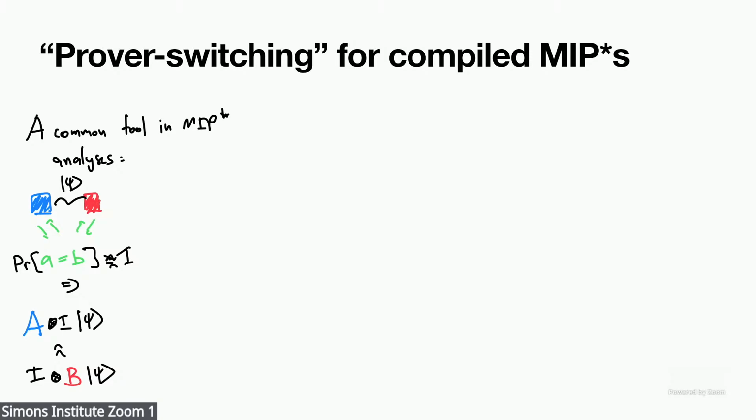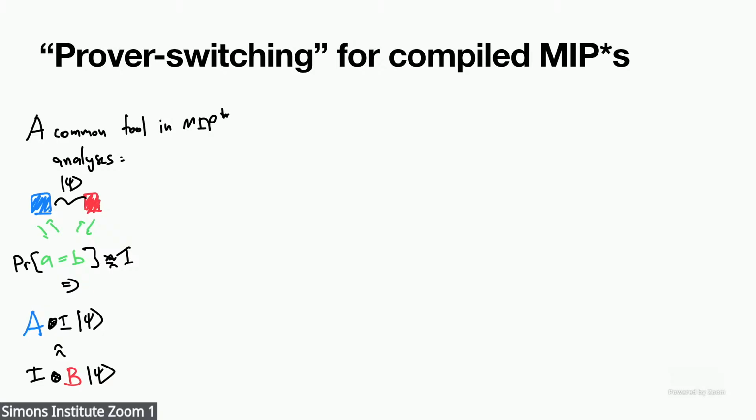Like you want to check that both the provers are answering consistently according to some global object. So here, what I can prove is that if Alice and Bob agree in their outcomes with probability close to 1, then the measurement operators they use to obtain their outcomes must act in the same way on their shared state. So Alice's operator tensor identity acting on psi is close, in just the 2-norm, like the distance on states, to identity tensor Bob acting on psi.